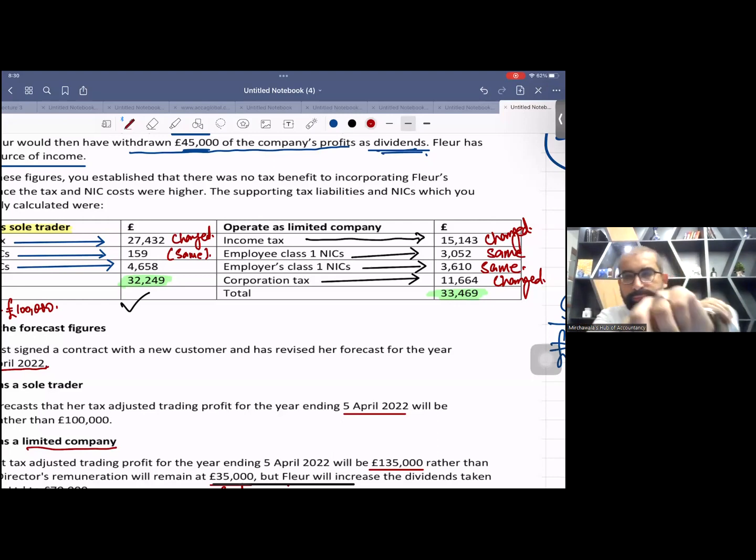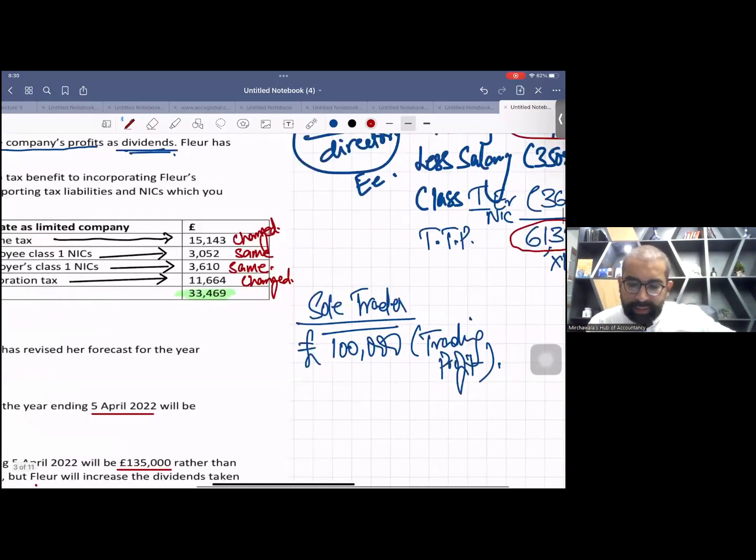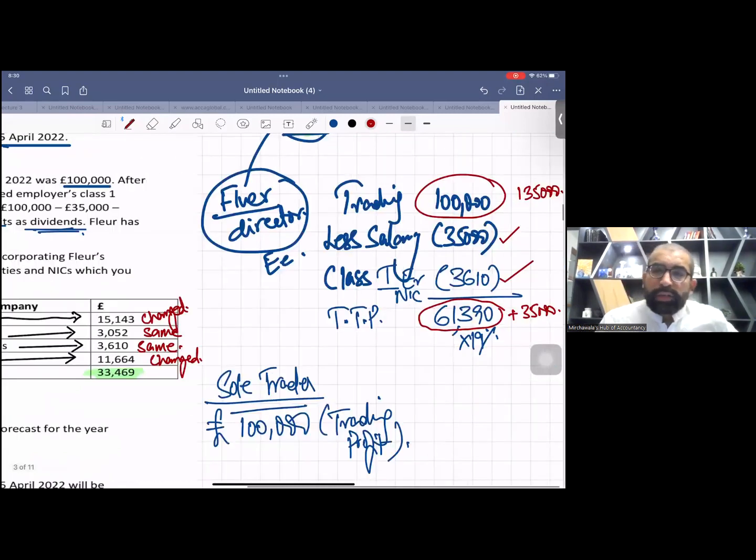Okay, sorry. Now, only corporation tax and income tax will be changed in the second working. Okay, I'll do it for you. Now you look at here. The new corporation tax working, I just explained to you.